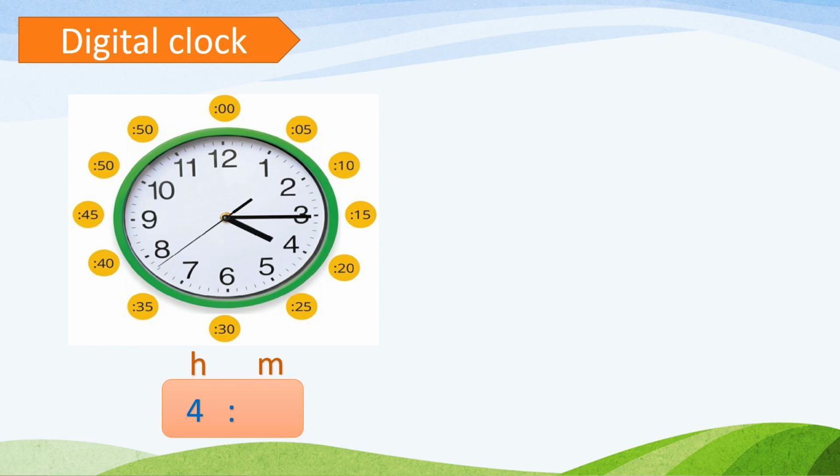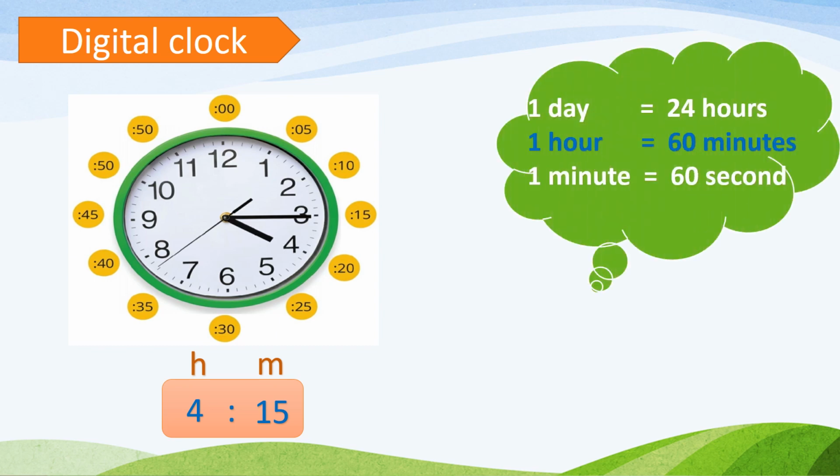Now, the long hand on 3. 3, it means 15 minutes. And you should know that 1 day equals 24 hours. 1 hour equals 60 minutes. 1 minute equals 60 seconds.